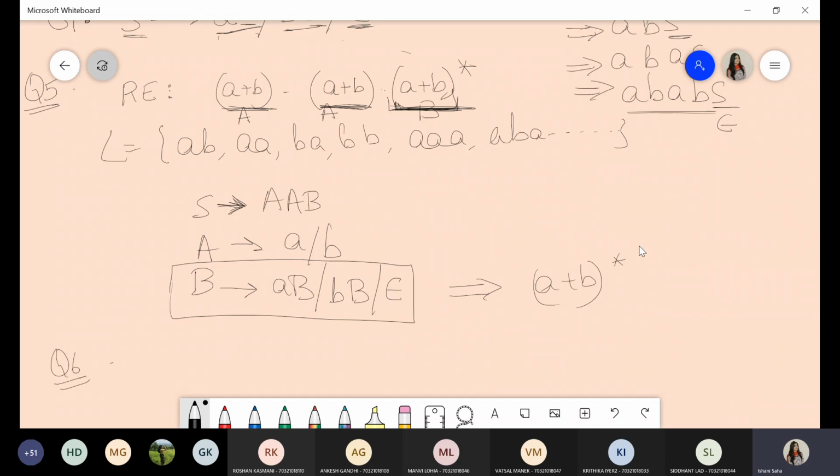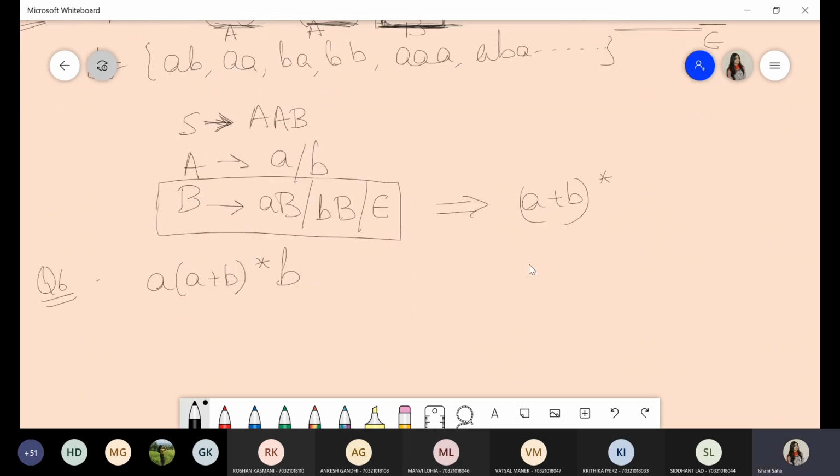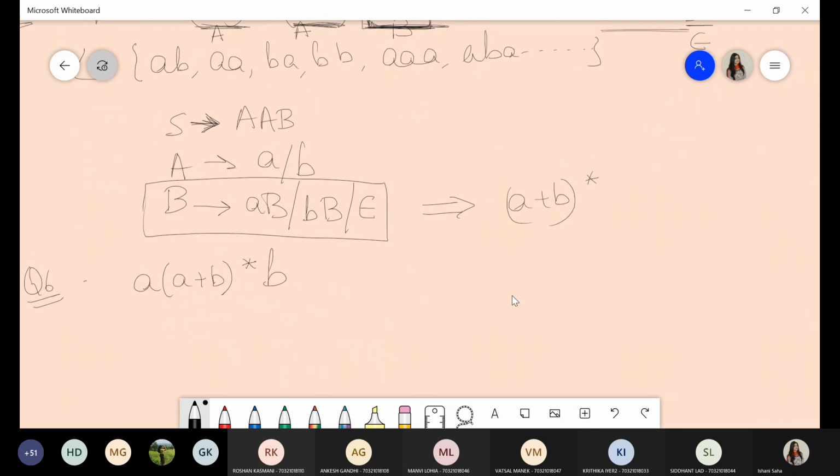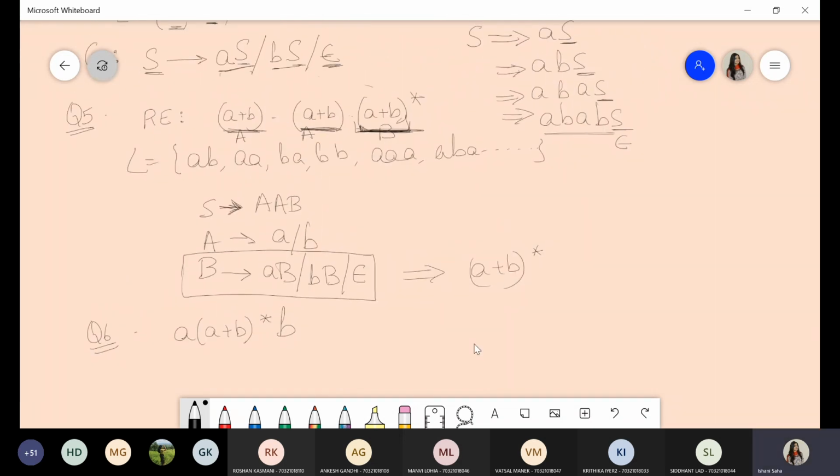You do it. The regular expression is given in this way. You try this one. If you have not noted the first one, note that also and then try this one.